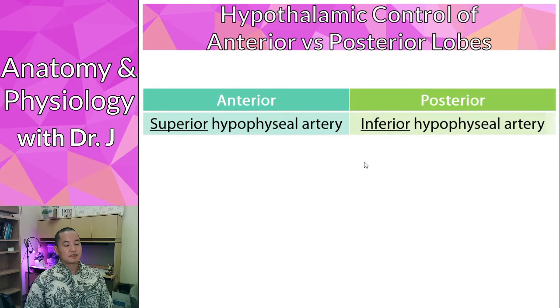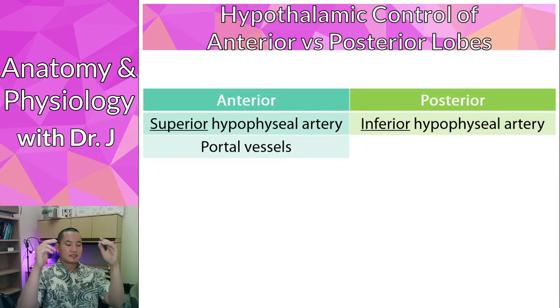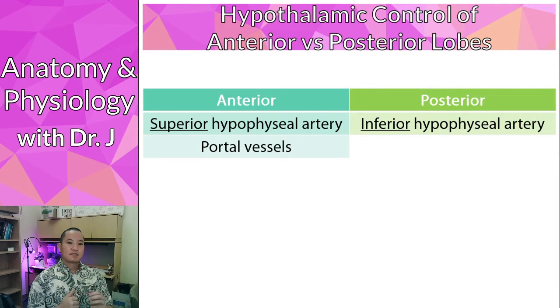So you have different blood supplies. You have the superior hypophyseal artery in the anterior lobe, whereas you have the inferior hypophyseal artery in the posterior lobe. Now these portal vessels are in the anterior lobe, and they're carrying hormones from the hypothalamus to the pituitary gland. Whereas in the posterior, you don't really have that. You have the nerves running from the hypothalamus, but they're secreting directly to blood vessels in the posterior lobe.